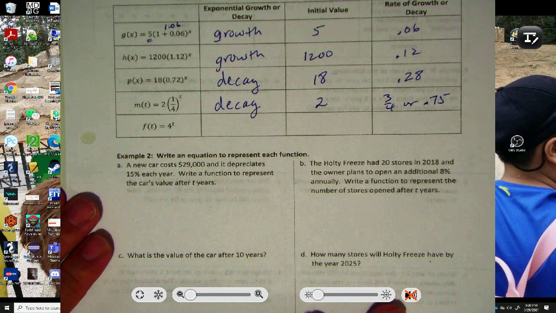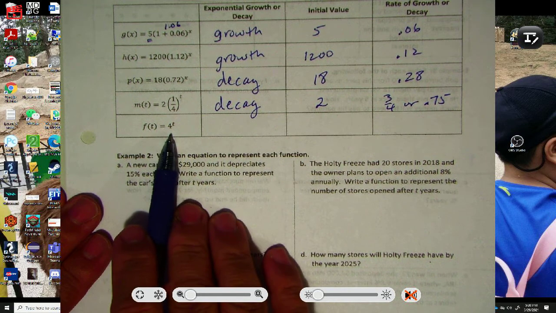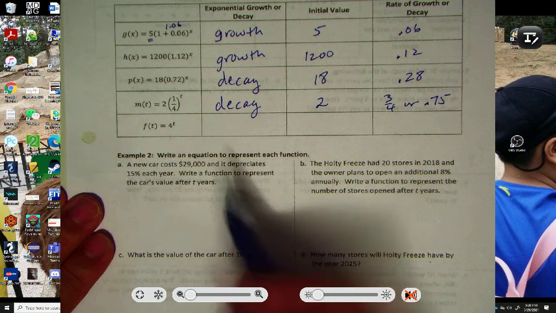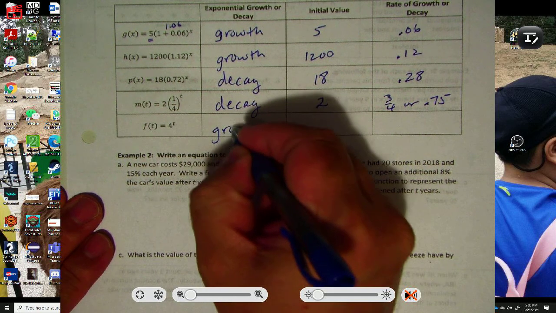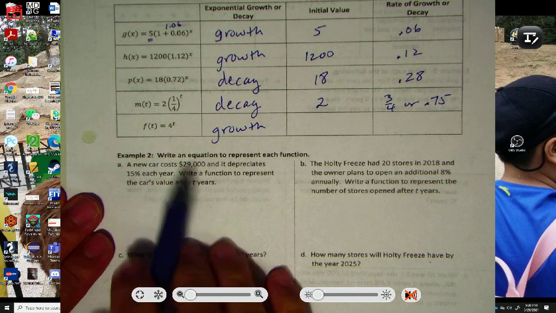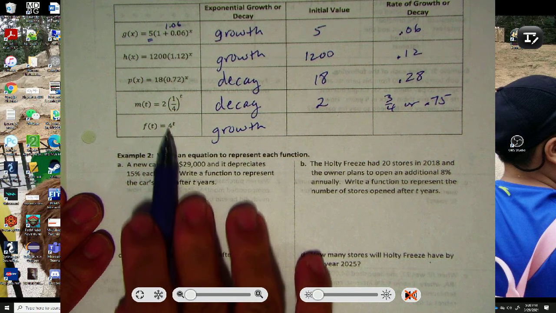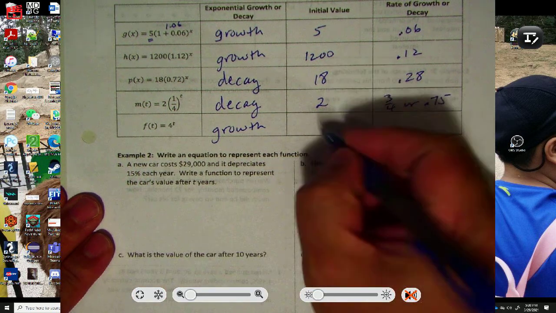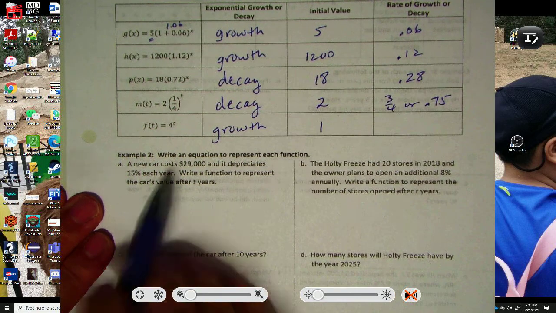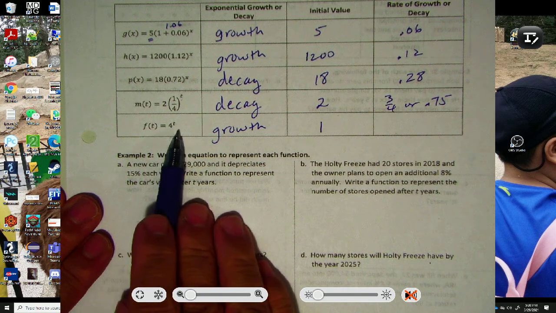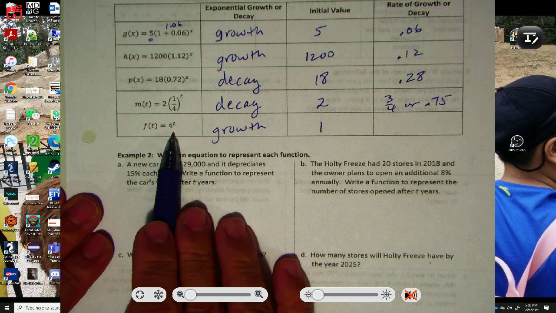Continuing. Alright, looking at the base. The base is 4. This is definitely bigger than 1, so it is growth. Alright, what is the initial value? Well, there is no coefficient, or you can think of the coefficient as 1, so the initial value is 1. Or you can plug in t equals 0. 4 to the 0 power is 1. So this has an initial value of 1.